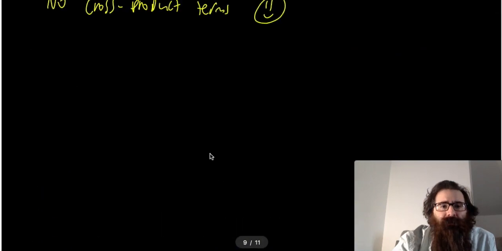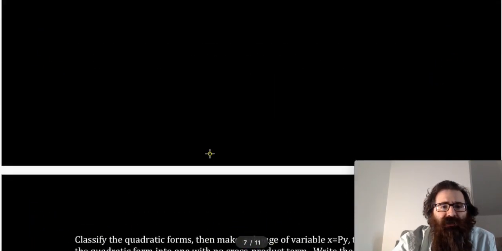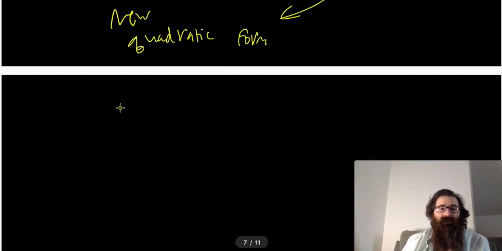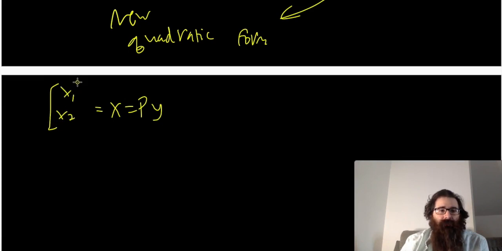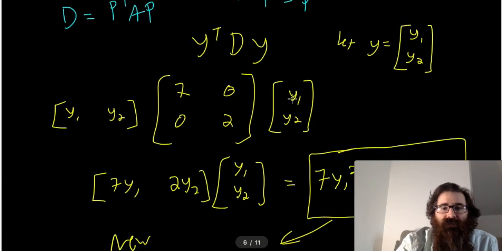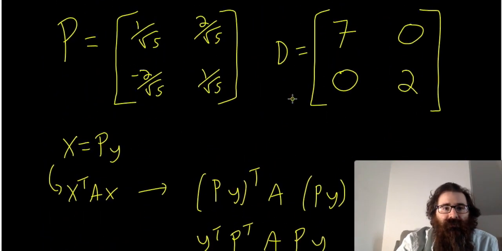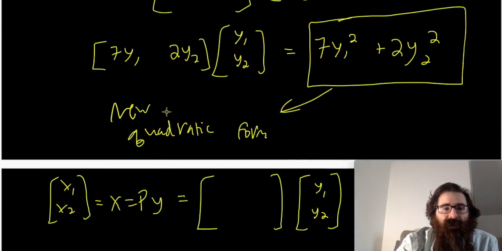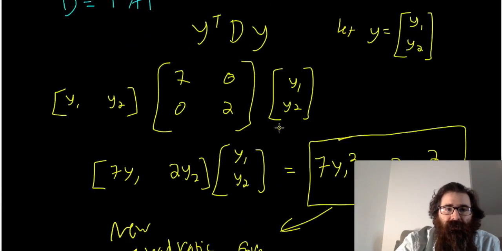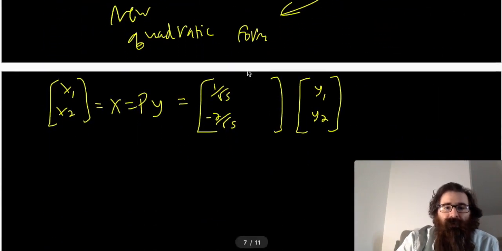Let's go back to the very first example and talk a little bit more about what this change of variable is doing. So our change of variable is x equals P times y. We're revisiting the first question we did. Now x is a column vector, x1, x2, and we're saying let x be equal to P times y. We've built this matrix P, and I'm going to let y be that column vector y1, y2, like we said earlier. This was our positive definite example. What was matrix P? Matrix P was 1 over radical 5, negative 2 over radical 5 as the first column, and the second column was 2 over radical 5, 1 over radical 5.